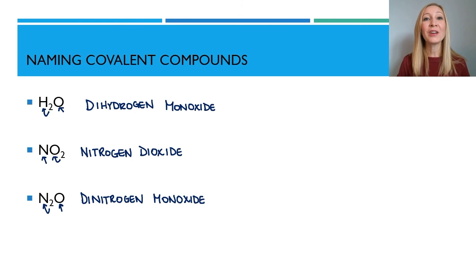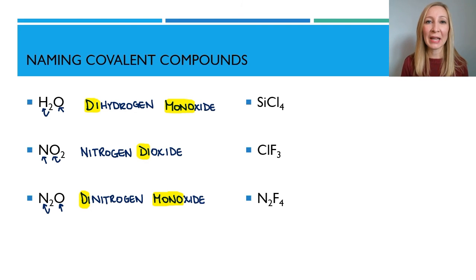So just to review, we are using Greek prefixes to indicate the quantity of atoms of each specific element. So dihydrogen means 2 hydrogens, monoxide means 1 oxygen. Dioxide means 2 oxygens in the case of nitrogen dioxide. And then we have dinitrogen, which is 2 nitrogens, monoxide, which is 1 oxygen, and N2O. So I'm going to give you 3 problems here, 3 covalent compounds or 3 molecular compounds, same thing. Pause the video and try to name them on your own.